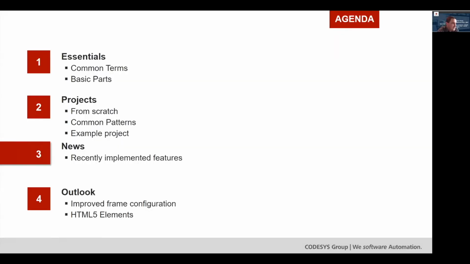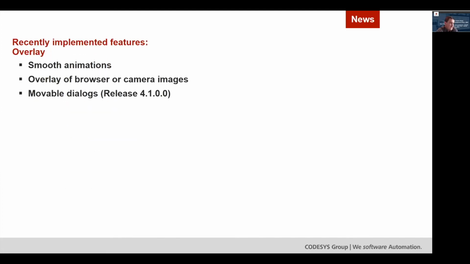So that's the information I want to give you about the basic projects that can be created and how it can look in a bigger HMI project. And the next topic today is some news about the visualization, some recently implemented features we can have a look at. And the first feature is a very important one, which was released in the last two versions, which we call the overlay functionality. You have already seen it in this demonstration project.